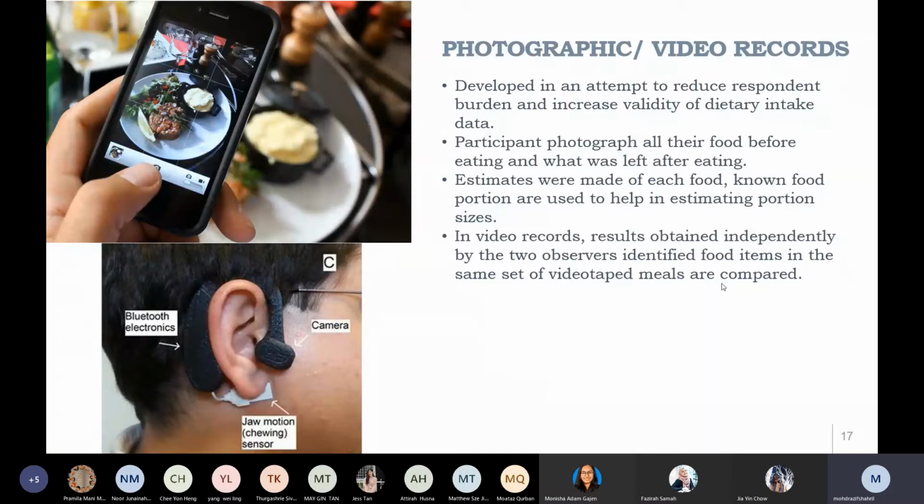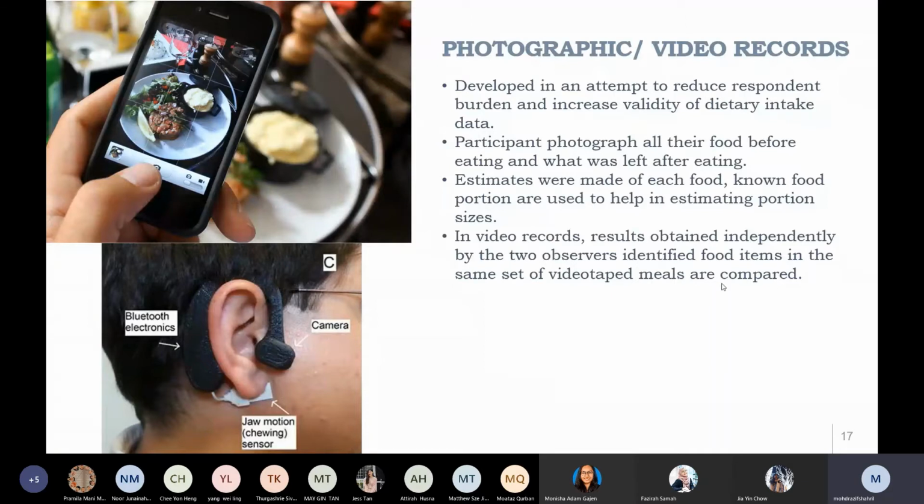So instead of having to fill up a form record or weigh the food, they can just take photos of the food that they would like to consume, because taking pictures of food is very common nowadays. We tend to upload what we consume onto our social media. But for research purposes, it's an obligation to actually record all the foods, no matter how beautiful or not beautiful the image that you take.